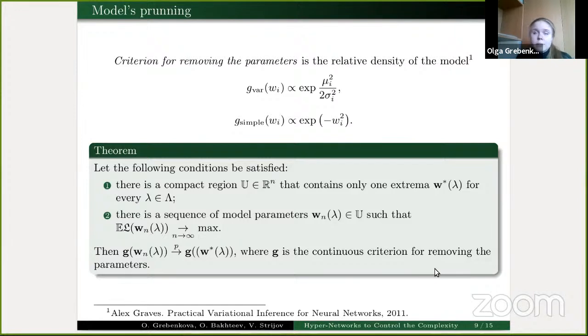The proposed method is based on the assumption that hypernetworks approximating models optimized with different values of the complexity parameter lambda approximate them not only in terms of performance, but also in statistical properties. This allows us to obtain models from hypernetworks, tune them, and prune their parameters in a similar way to usual models. And in the work, we prove the theorem that confirms this assumption in the simple case of a compact domain containing the minimum of the model for all complexity values. So, the theorem is on the slide.